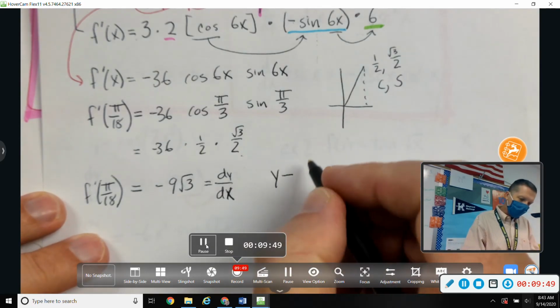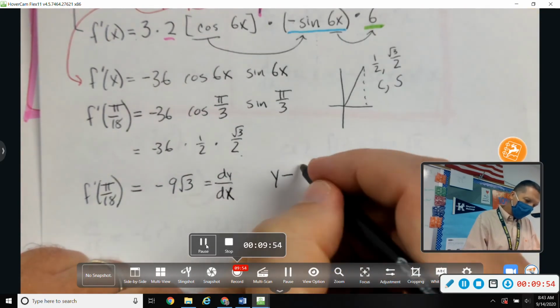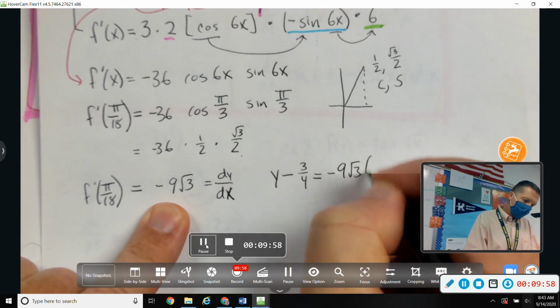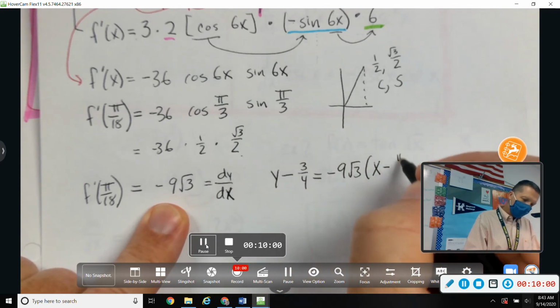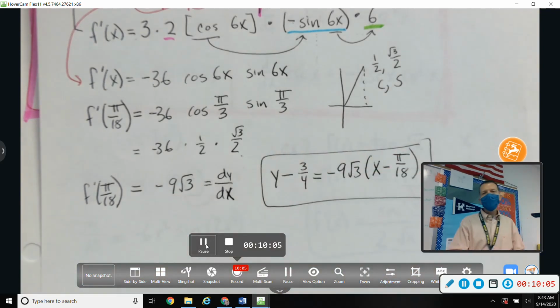So y minus y1, so using that point from up there, so y minus 3/4 equals the slope times x minus x1. That's an ugly tangent line, but we don't have to clean it up, so we're fine there.